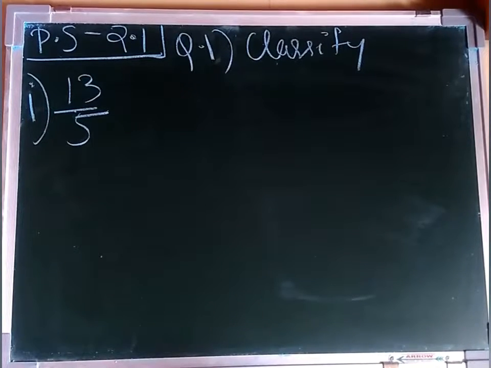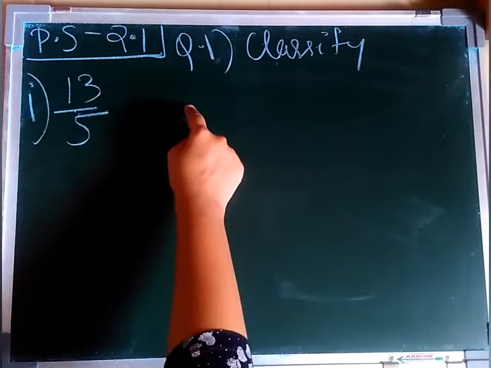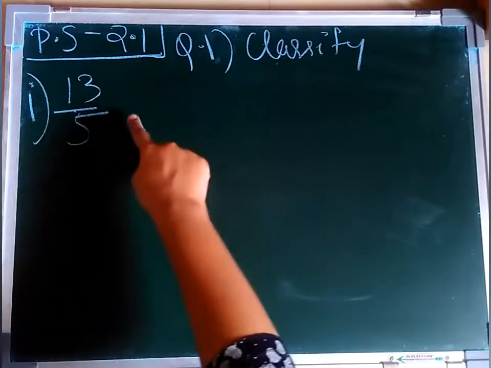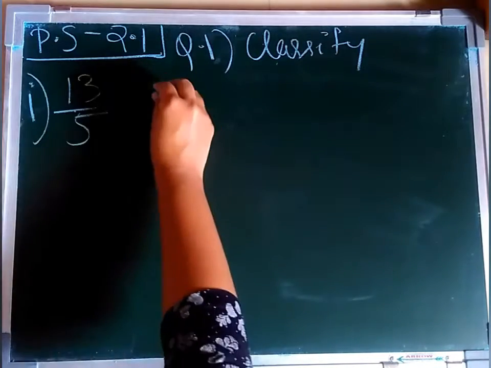Friends, in this video we will be discussing practice set 2.1, and the first question is: classify the decimal form of the given rational numbers into terminating and non-terminating recurring type. So this is a rational number. First I will find its decimal form and I have to classify it. That means I have to say whether it is terminating or non-terminating. So first we will find the decimal form.